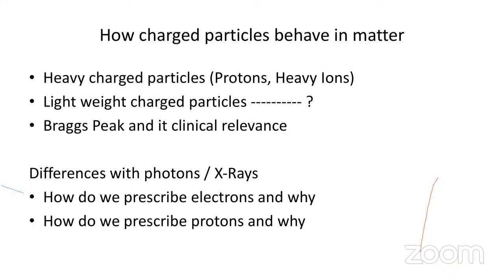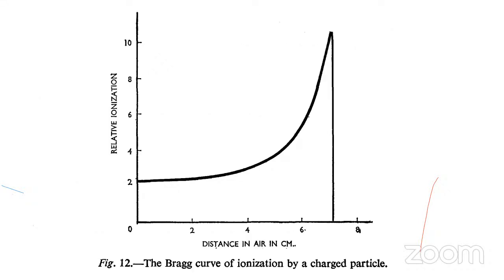Now we will talk about the charged particles and ionizing radiation. Heavy charged particles, which are protons or heavy ions, and lightweight charged particles. Sometimes you forget that electrons are also charged particles, but they're very lightweight. And the Bragg peak, and the difference between photons and X-rays, and how do we prescribe electrons and why, and how do we prescribe protons and why. If you want to understand later on, when we talk about clinical radiotherapy, this will be relevant.